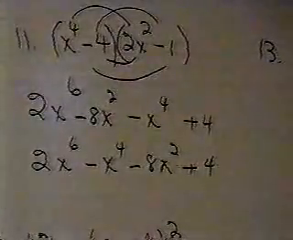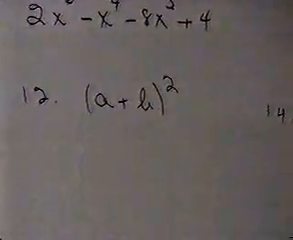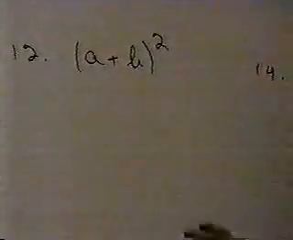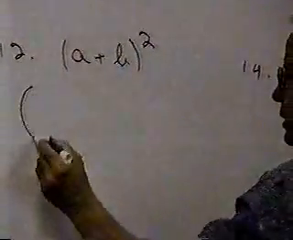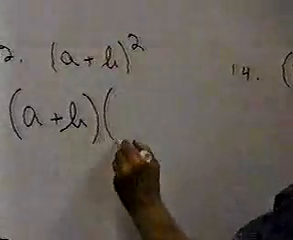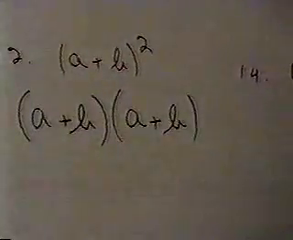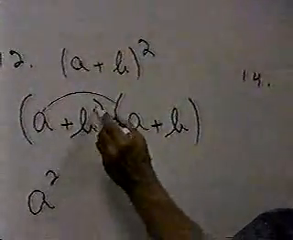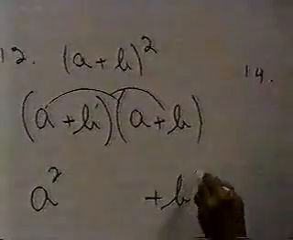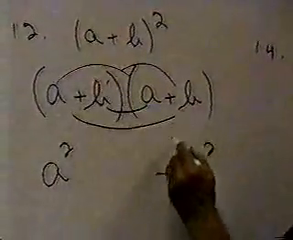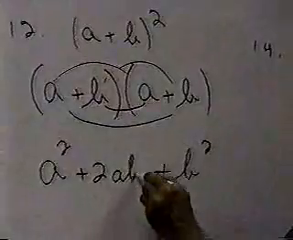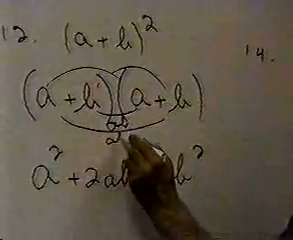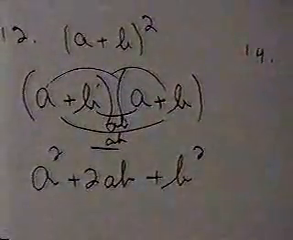All right, let's now look at example 12. These are some special cases that I want to show you. If you have a parenthesis squared, then what that means is the parenthesis times the parenthesis. And now do the FOIL method. First times the first, last times the last, inside plus outside. So inside is AB, outside is AB. Add those, you get 2 of them.